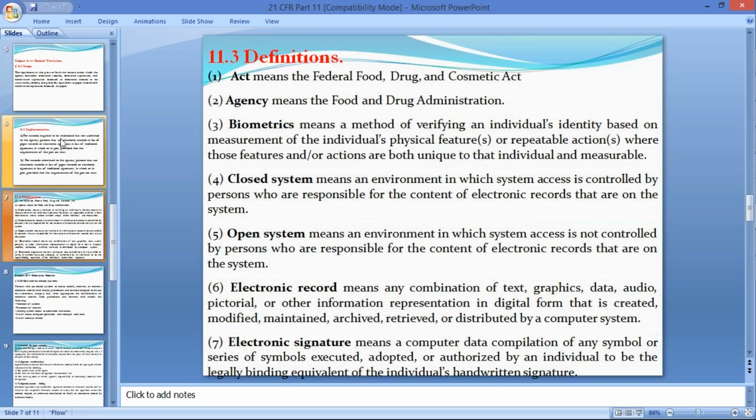Electronic record means any combination of text, graphics, pictorial, audio, or any other presentation in digital form, which is created, modified, maintained, archived, retrieved, or distributed by the system. Electronic signature means a compilation of data, or any symbol or series of symbols, executed, adopted, or authorized by one person, to be legally equivalent to handwritten signatures.